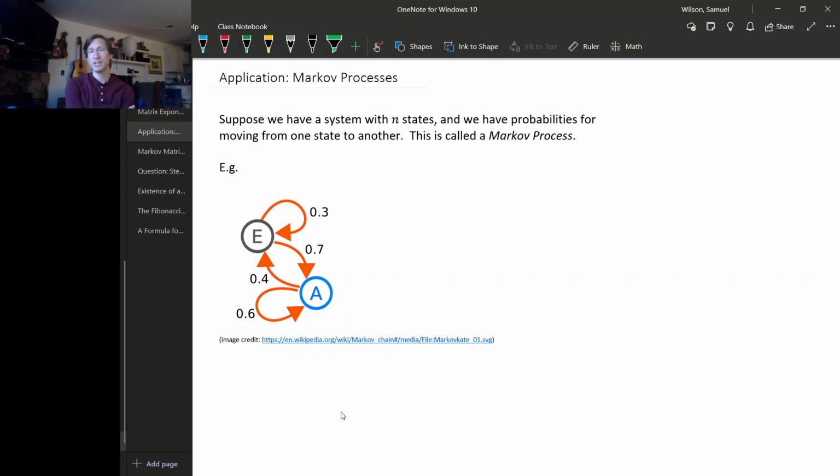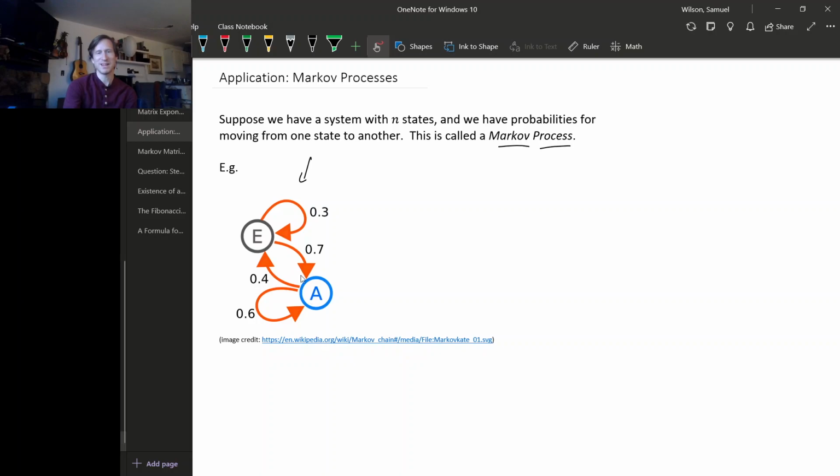Suppose we have a situation where there are some number of states and there's some probability of moving from one state to another at every step in time. This sort of situation is called a Markov process or a Markov chain. And we can draw a picture of a Markov process like this. So there's one bubble for each state.